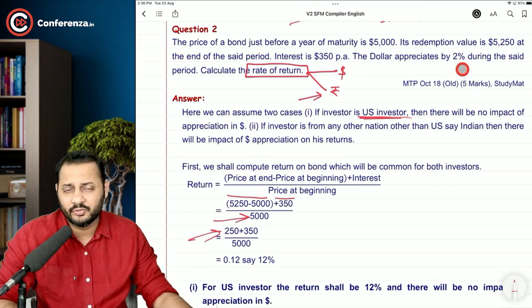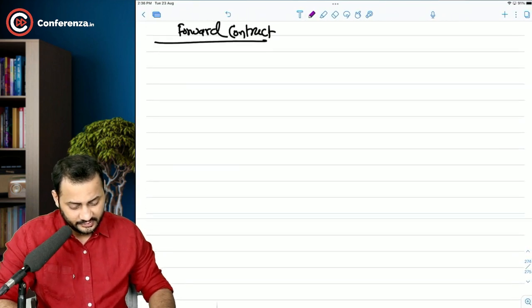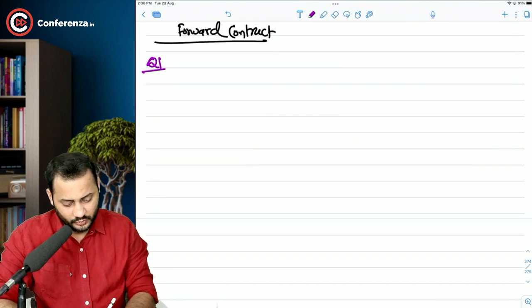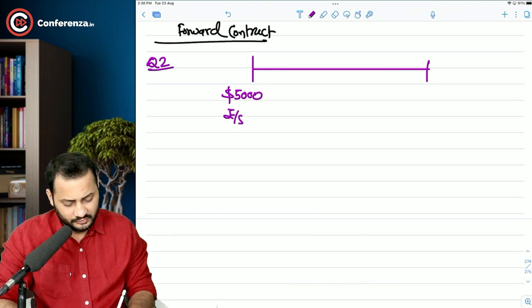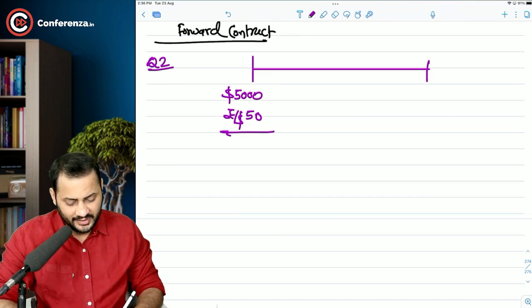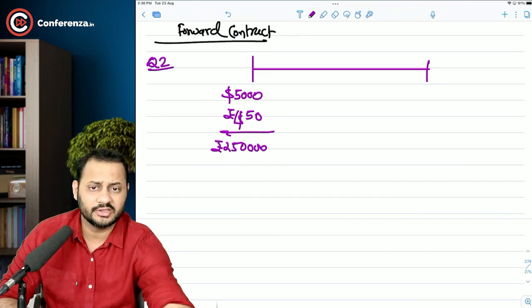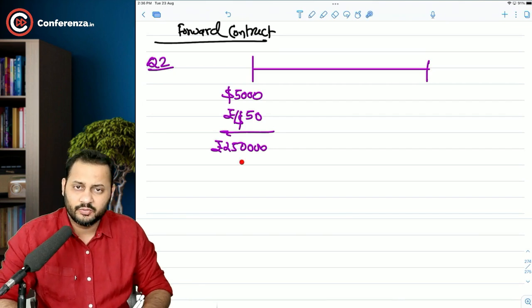And you can take any figure to understand that. I will just show you. Let's say, for example, this is question number 2. So you have invested $5,000 here. Let's say the rate on that day was 50 rupees per dollar. That means we might have invested 2,50,000 rupees. You can just multiply 5,000 with 50 and you will get 2,50,000.